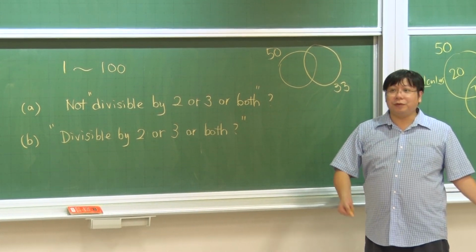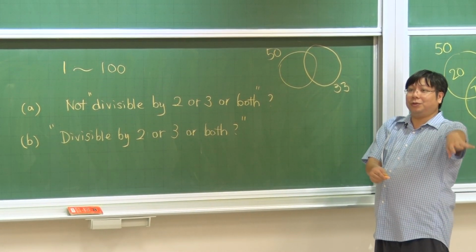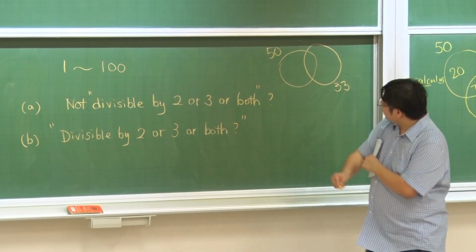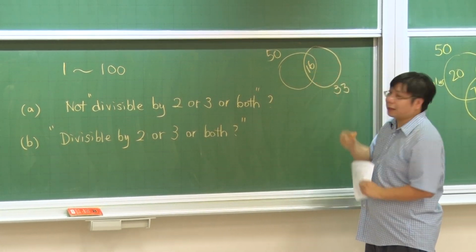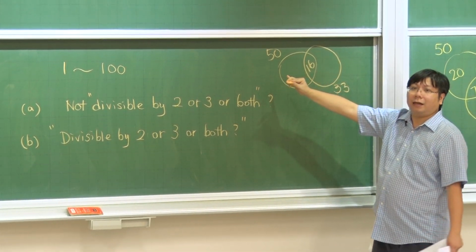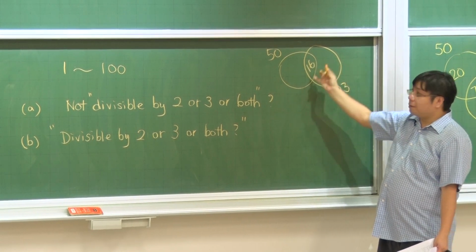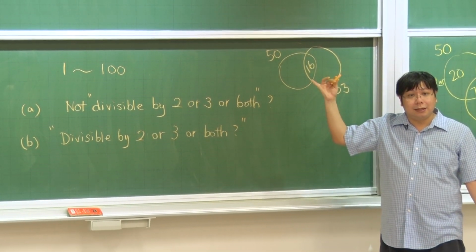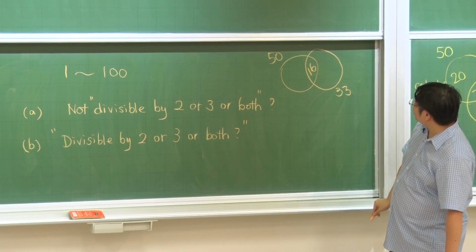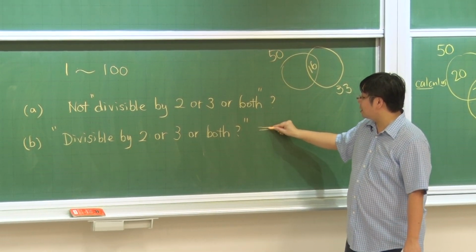Yeah, because if it is divisible by 2 and 3, then it must be exactly divisible by 6. Is that okay? If and only if. So there are 16 of them. Is that okay? So how many of them here in total? So it is 50 plus 33 minus 16. Is that okay? So you add the two and then minus the middle. So it is equal to what? 67. So this one is 67.